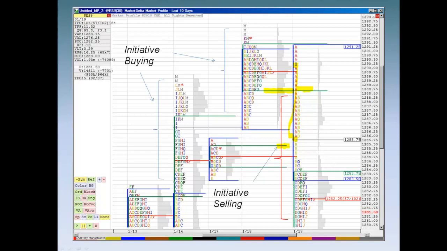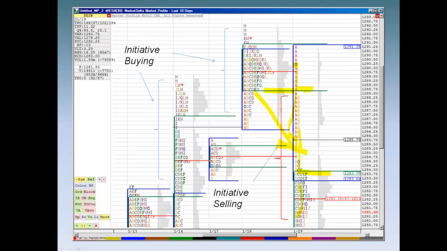And sure enough, watch what they do. They take prices even lower, and lower. C period goes lower, D period even lower yet, E, F, G, and prices continue to drop quite a bit, and the value area for the whole day is significantly lower than the prior day.